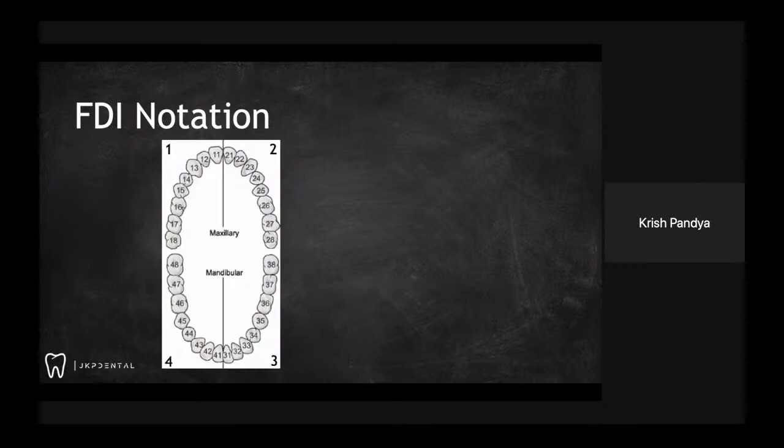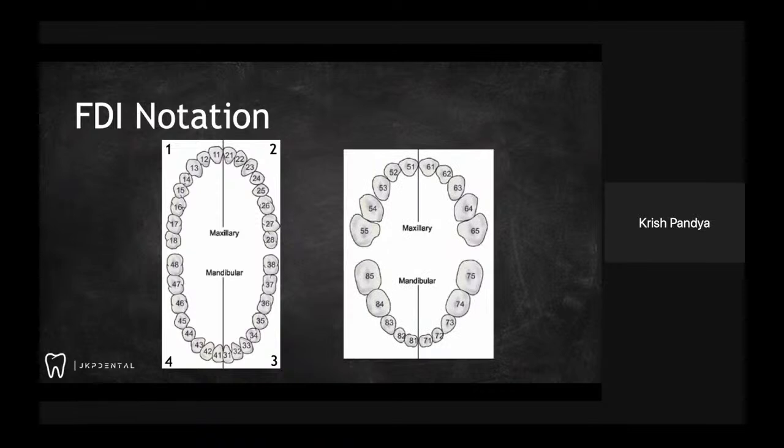Again, this only shows the adult dentition. The primary dentition is slightly different with FDI. Instead of using letters like the Palmer notation, the FDI system still uses numbers, but just relabels the quadrants. So the quadrants are now called 5, 6, 7, and 8. And these diagrams show what each individual tooth would be called.